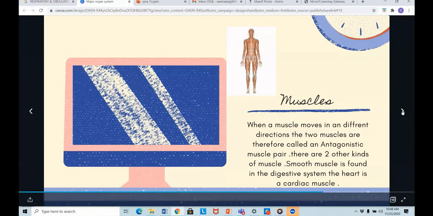Muscles. When muscles move in different directions, the two muscles are therefore called an antagonistic muscle pair. There are two other kinds of muscle. Smooth muscle is found in the digestive system. The heart is a cardiac muscle.